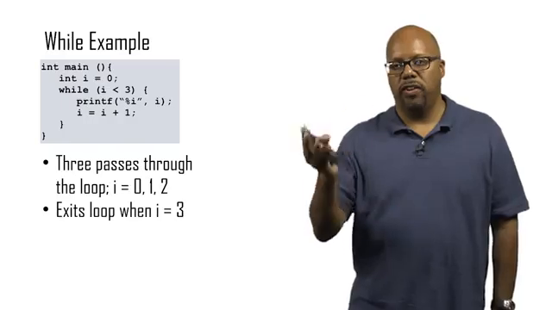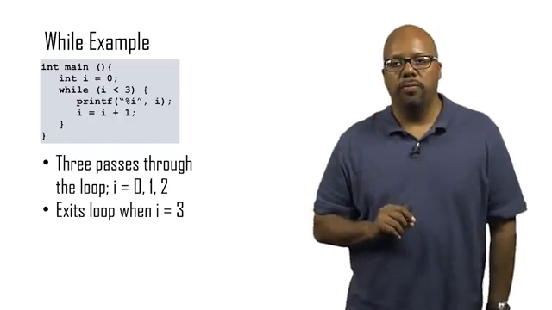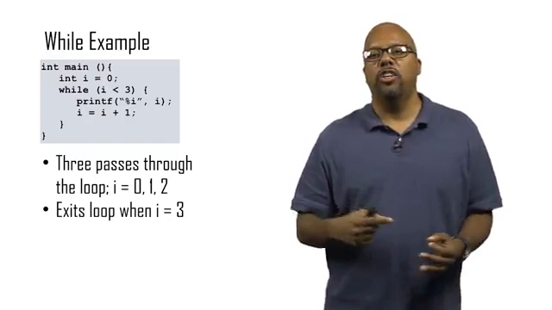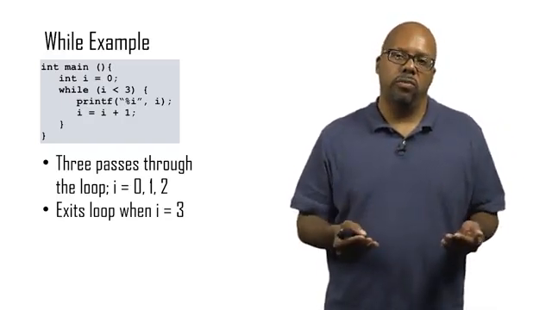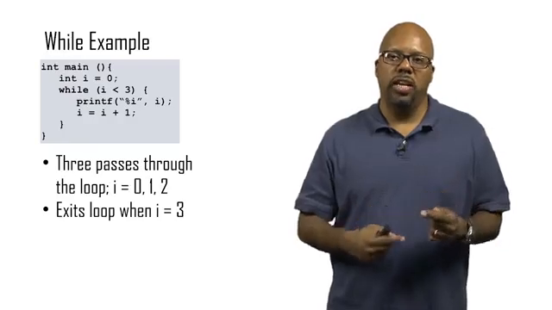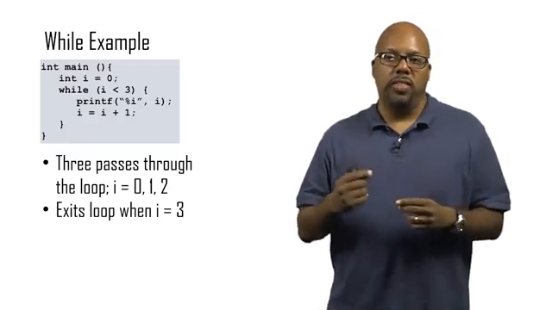It prints the variable I. And then it says I equals I plus 1. So every pass of this loop, I is incremented. So the first time through the loop, I is equal to 0. The next time through the loop, I is equal to 1. Next time through, it is equal to 2. Now then it becomes 3.